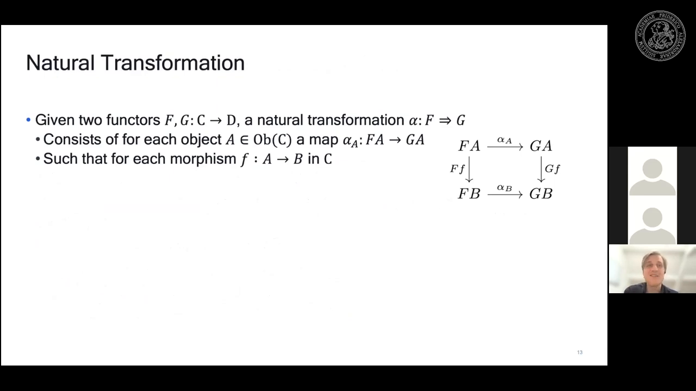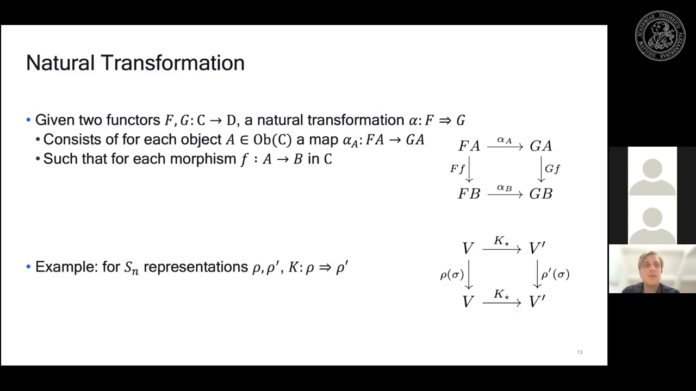Now, the last concept from category theory to introduce is the concept of a natural transformation, which will be our generalization of the notion of equivariance. So if we have two functors, both from a category C to the category D, then a natural transformation between these functors consists of, for each object in the source category, a map from the first functor applied to that object to the second functor applied to the object, satisfying a commuting diagram for each morphism in the source category.